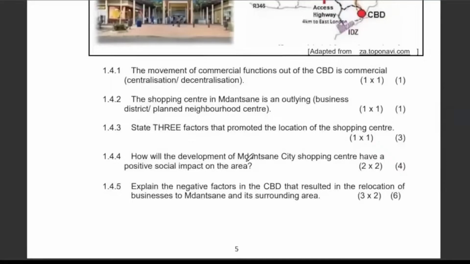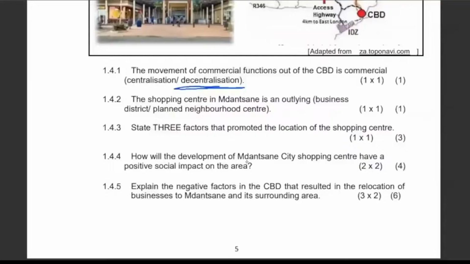Number 1.4.1 says, the movement of commercial functions out of the CBD is called. The correct response is commercial decentralization. When you are decentralizing, we are moving activities from the core. We know well that main activities are centralized in the CBD. Commercial activities, they are centralized in the CBD. But however, because of some centrifugal factors, now some of the commercial activities are now being decentralized. They are now being moved to the outlying business district. That is decentralization, the opposite of centralization.